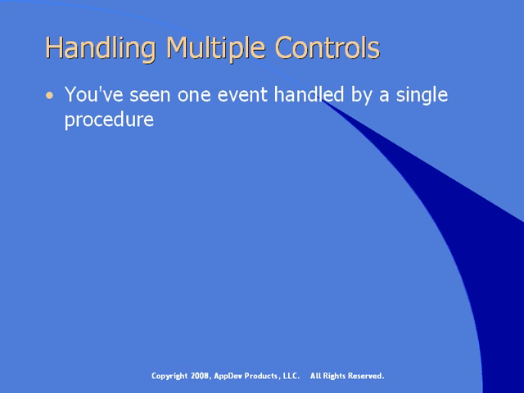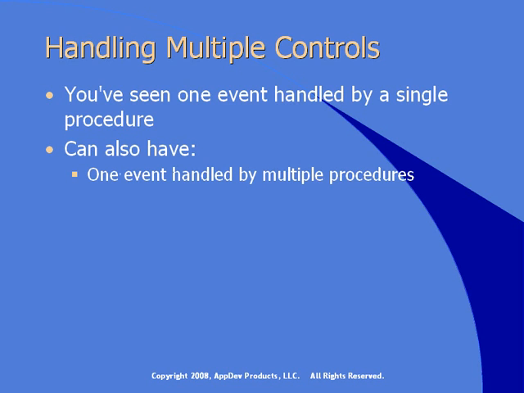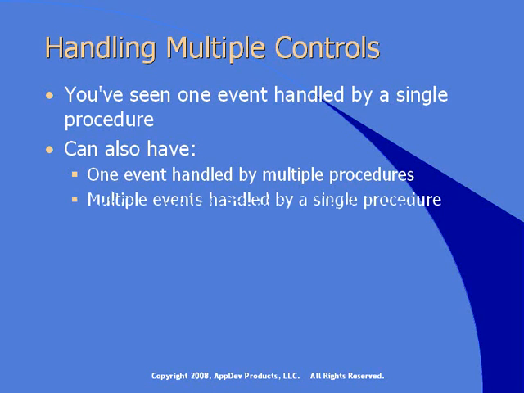So far, you've seen one event handled by a single procedure. You can also have one event handled by multiple procedures to have multiple things happen when the event occurs, or have multiple events handled by a single procedure, so that you could have one procedure that would handle multiple different events. Maybe you want to have click events of multiple buttons go through a single procedure. We can set both of these up within Visual Studio.